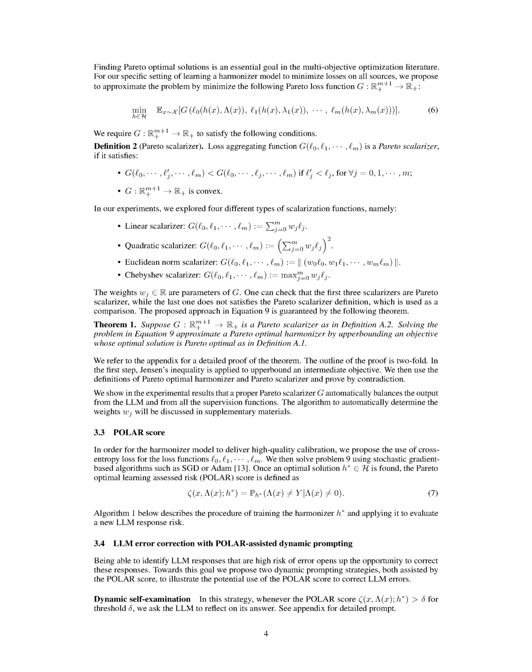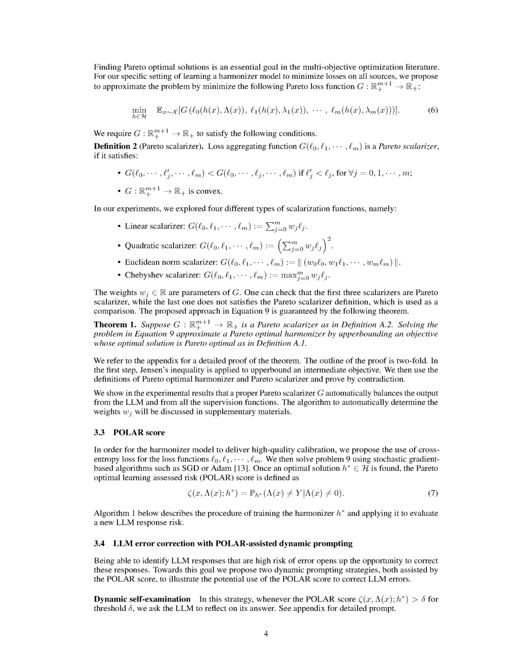To find a Pareto optimal harmonizer, we propose to use a loss function that aggregates the losses from all sources. This function, which we denote as G, takes as input the losses from the LLM and the supervision functions and outputs a single value. We require this function to satisfy two conditions. It should decrease when any of the input losses decreases, and it should be convex.